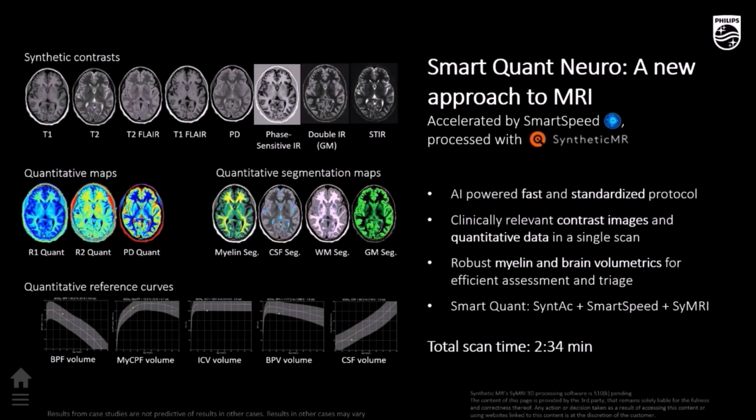What is not specified on this slide is that you will also get the total volume of each tissue, as well as intracranial volume, brain parenchymal volume, as well as brain parenchymal fraction, which is a good marker for atrophy. Finally, on the bottom, we have age-stratified reference curves that you will get within SmartQuant Neuro, and that will give you an easy, quick way of seeing if the patient is within the normal range or not. So this is the information you will get from one single acquisition of about 2.5 minutes.